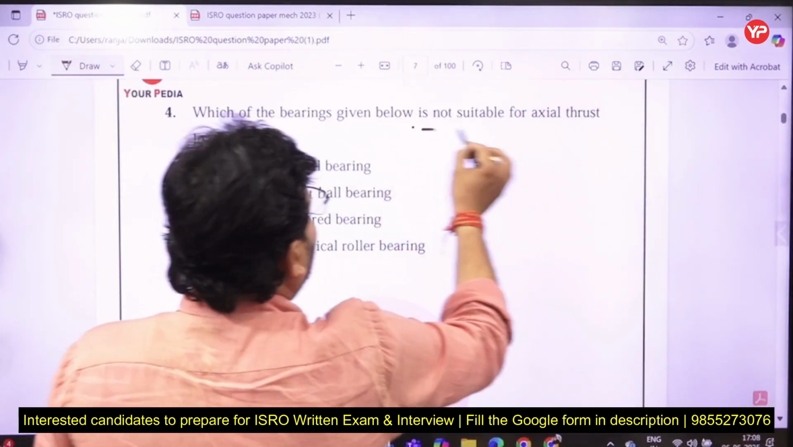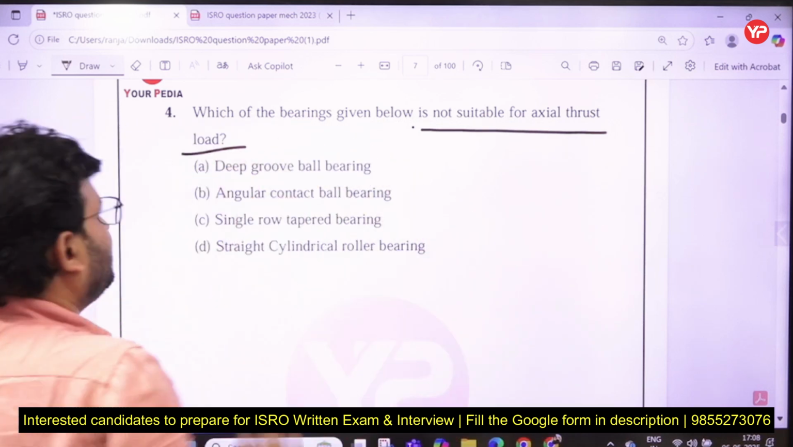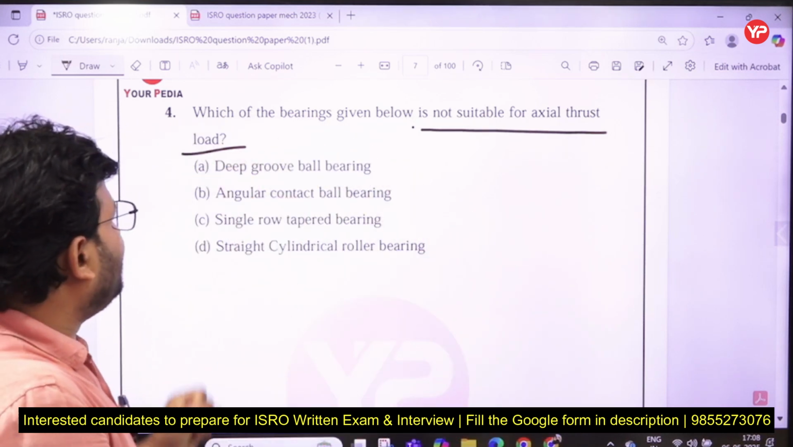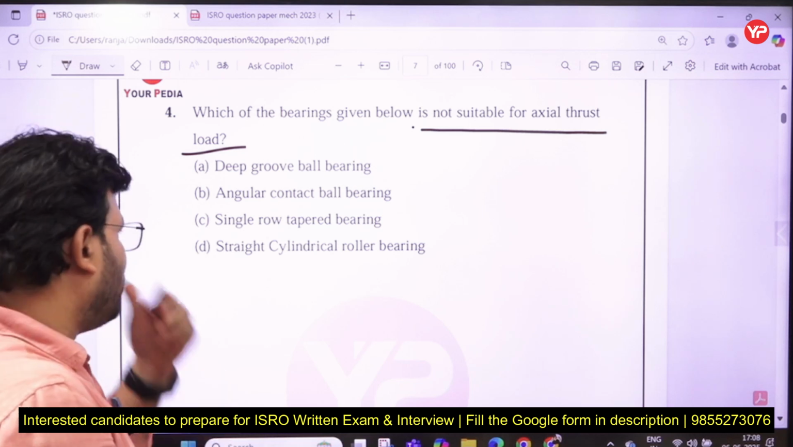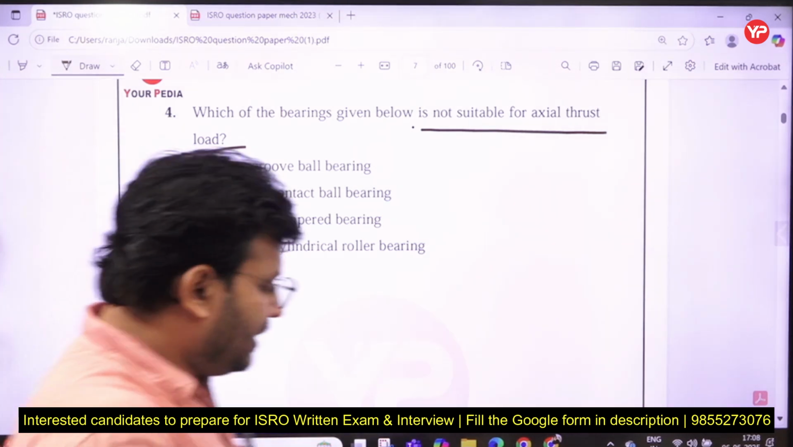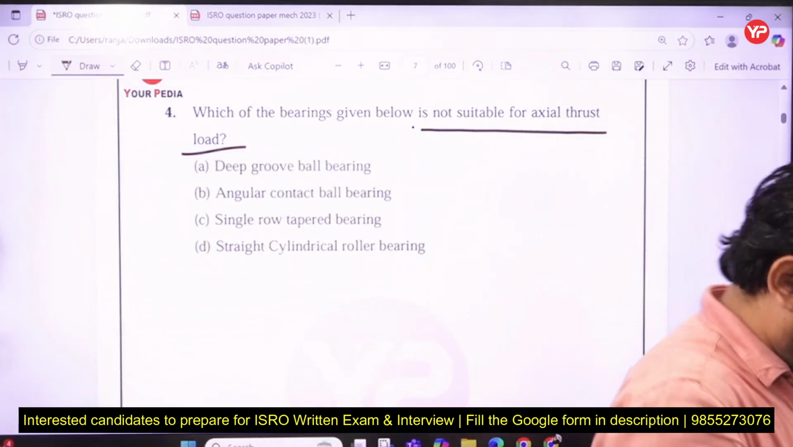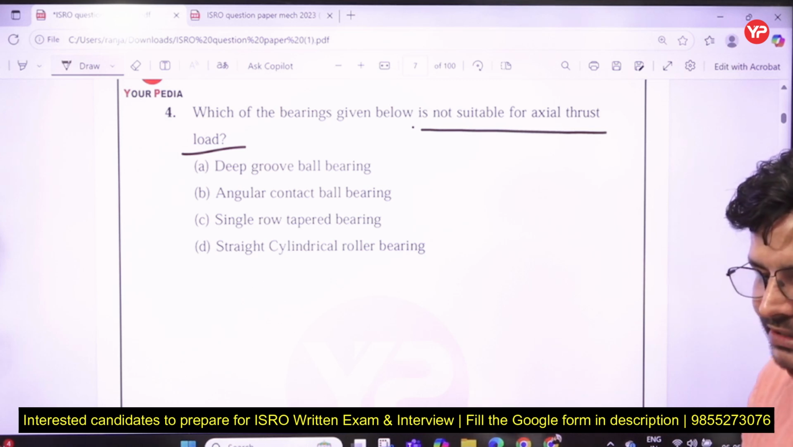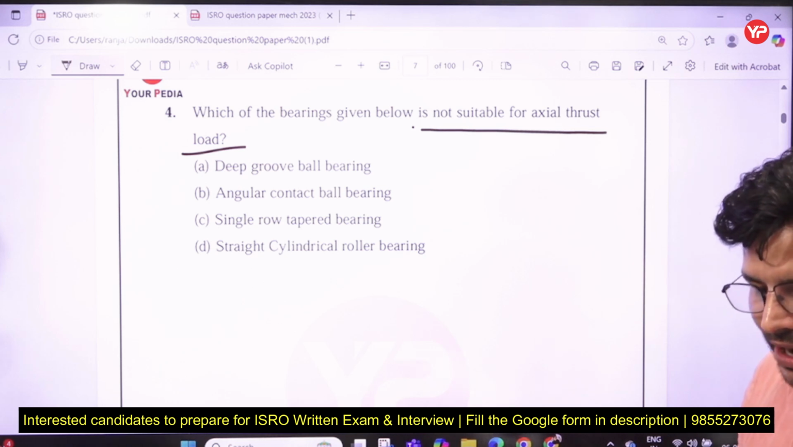Okay, coming to the next question: which of the bearings given below is not suitable for axial thrust load? Which one is not suitable? The options are deep groove ball bearing, angular contact ball bearing, single row tapered bearing, and option D is a straight cylindrical roller bearing. So what do you have to do, my dear friends?